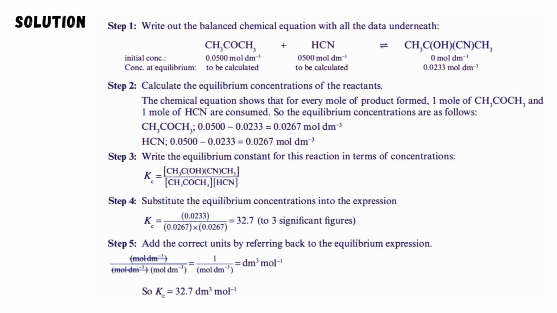And the solution is shown here. Step 1. Write out the balanced chemical equation with all the data underneath. Step 2. Calculate the equilibrium concentrations of the reactants. Step 3. Write the equilibrium constant for this reaction in terms of concentrations. Step 4. Substitute the equilibrium concentrations into the expression. Step 5. Add the correct units.